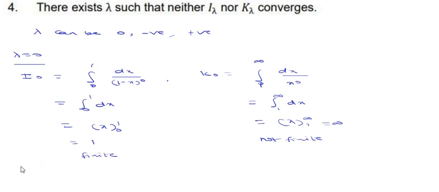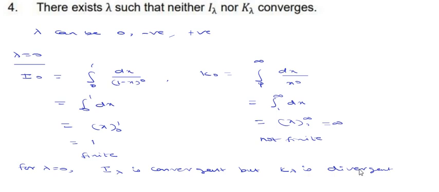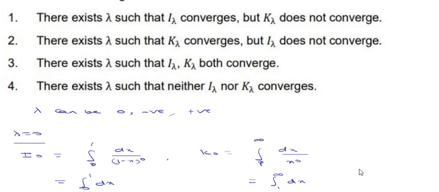So the conclusion for lambda equal to 0 is, for lambda equal to 0, I lambda is convergent but K lambda is divergent or not convergent. So therefore, the first option, there exists lambda such that I lambda converges but K lambda does not converge, is true.